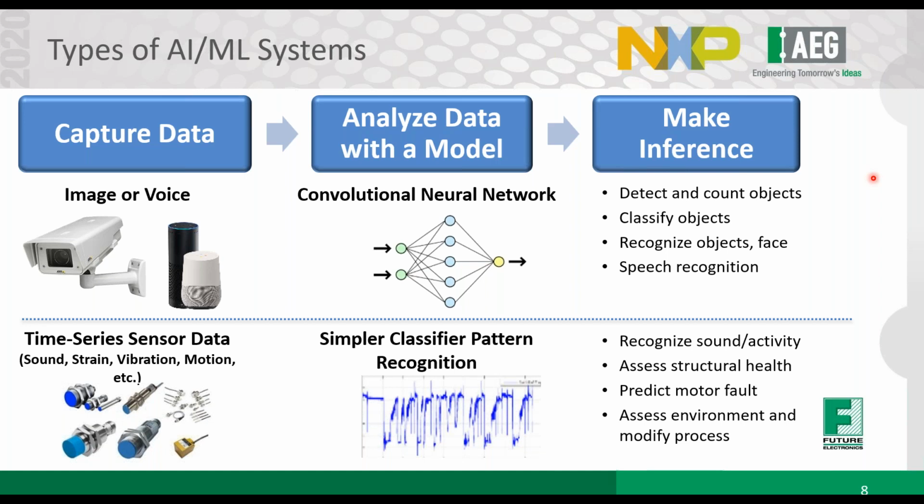The second type of system that we traditionally see are more time series sensor dependent solutions. So again, think of things like audio data, but also think of things like strain gauges, vibration data, accelerometer data for motion, and then passing that again through some kind of a more simple neural network or even just a pattern classifier, again, to make some kind of prediction on the output side. So this is where you see more of those anomaly detection or predictive maintenance type of AI machine learning solutions.